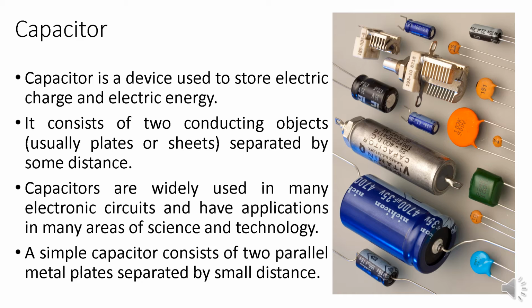And a simple capacitor consists of two parallel metal sheets separated by a small distance. So, ito yung example ng capacitors natin. And makita nyo, two of these are yung binabanggit na plates and sheets that are separated by distances. So, para mas maintindihan, let's proceed.